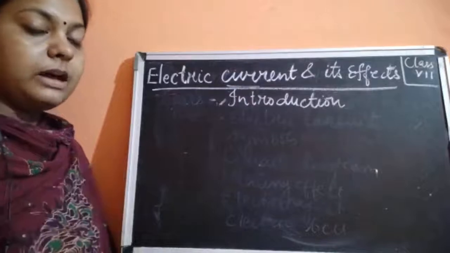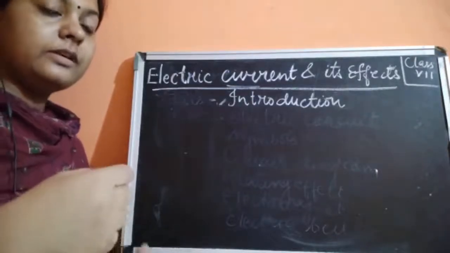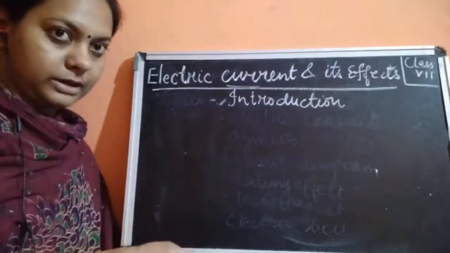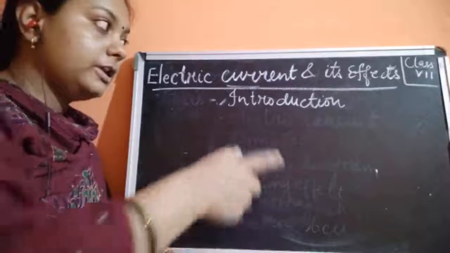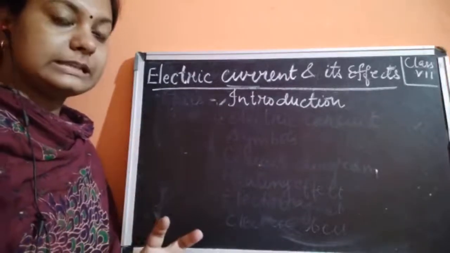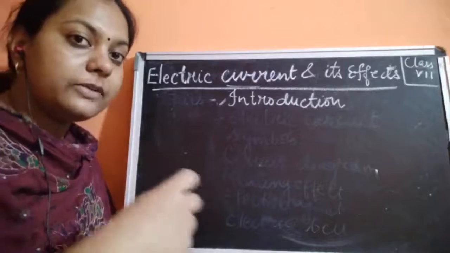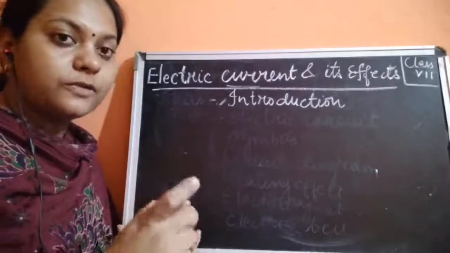Now, what do you mean by the word water current? Water current simply means that whenever the continuous flow of water is there, we say this is a current. Now, here we are talking about electric current. Current here also means the same thing, that it is a continuation of something. Now, what is this something? It is the flow of charges.